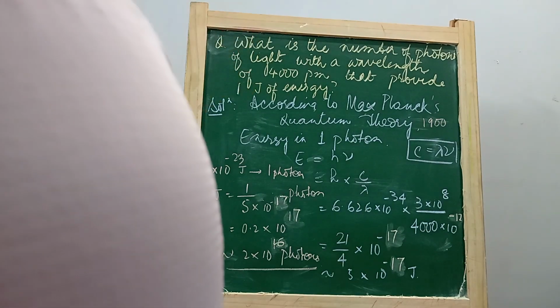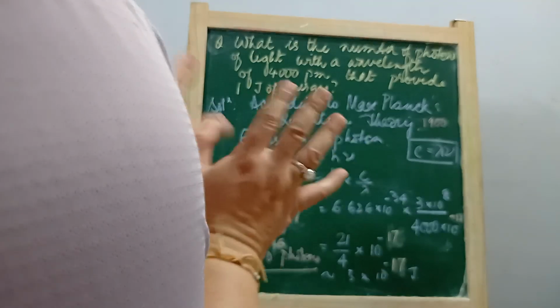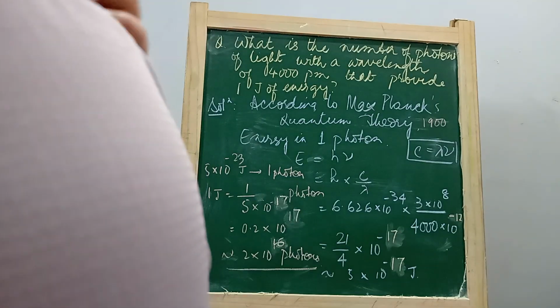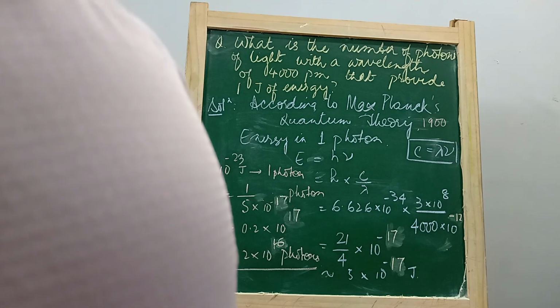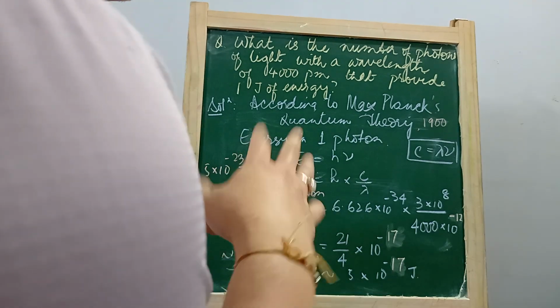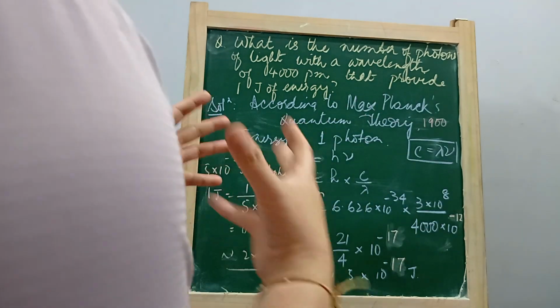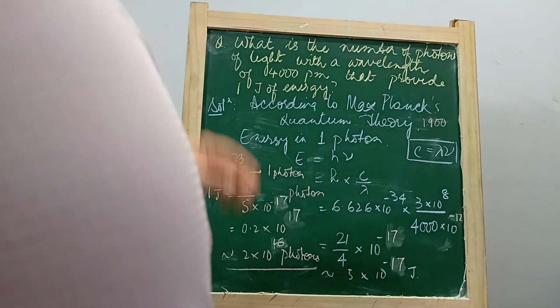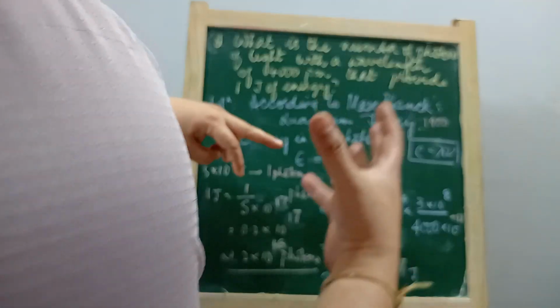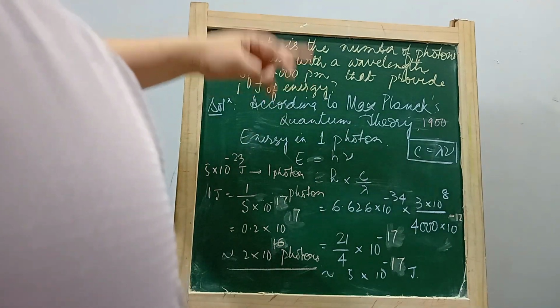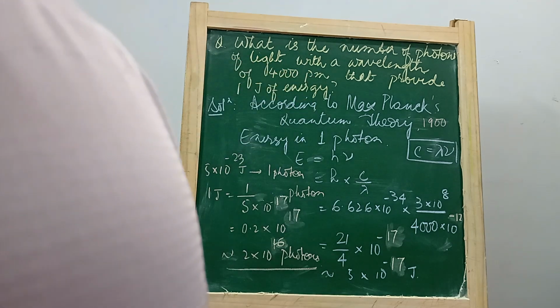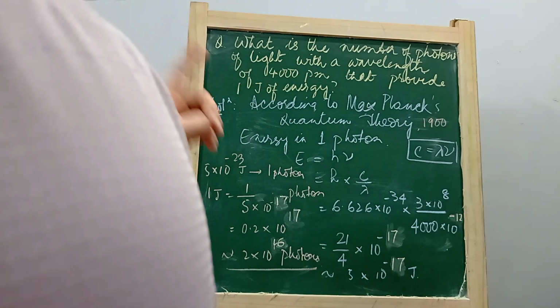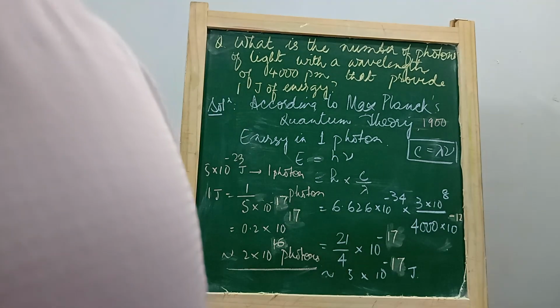Try to understand this particular problem, which is related to Max Planck's quantum theory, which was put forward at around 1900 while explaining the radiation emitted or absorbed by black bodies. The question says, what is the number of photons of light with a wavelength of 4,000 picometer that provide 1 joule of energy?